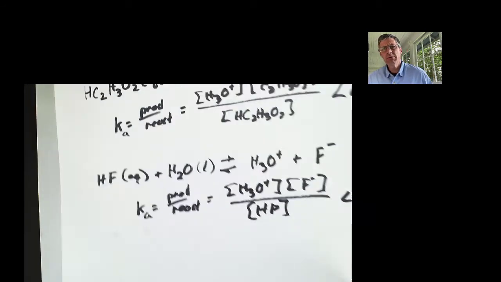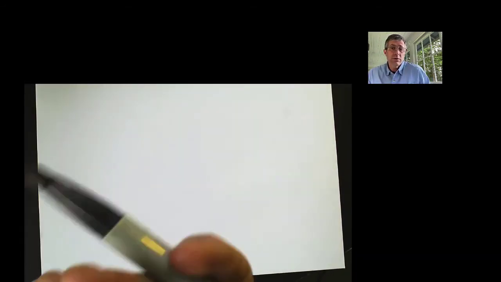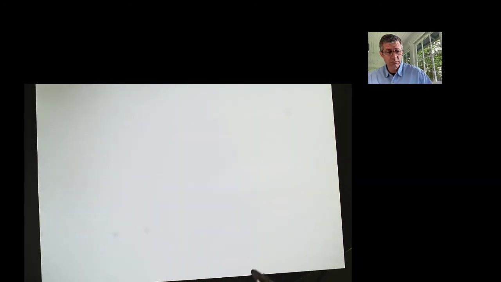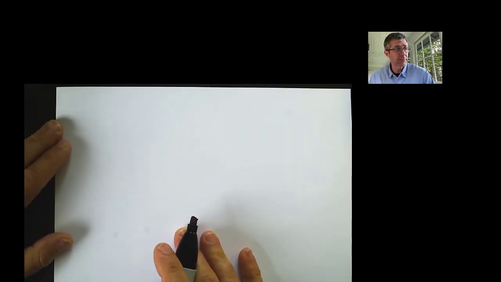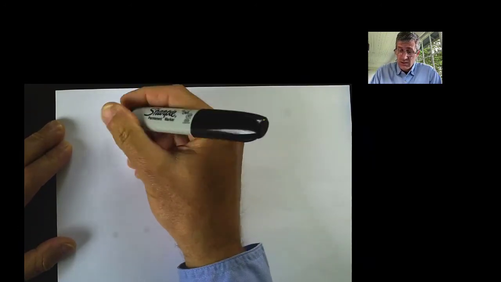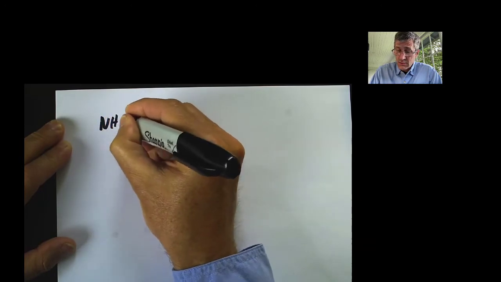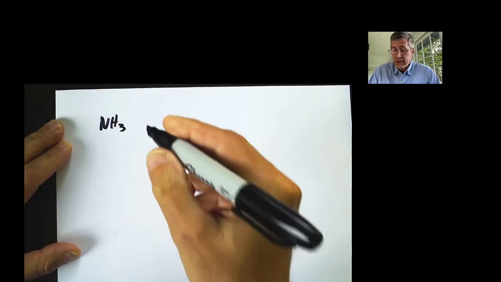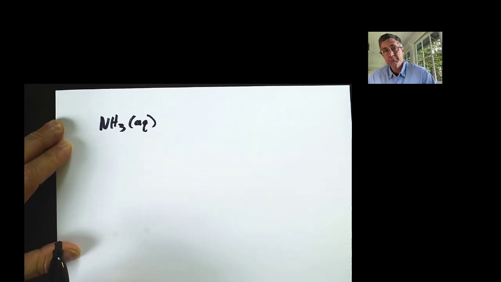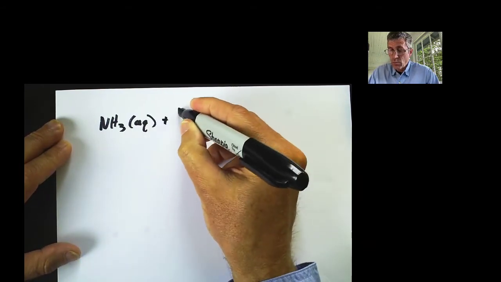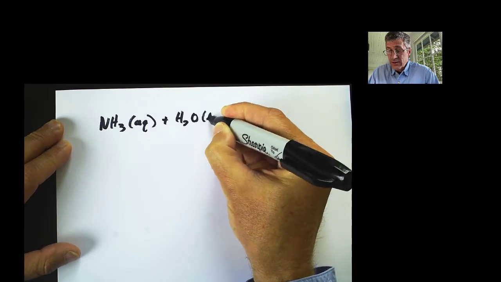So briefly, let me mention bases. We could do the same thing with bases. We're not going to go into it too much. Remember, my acid is a proton donor. My base is a proton acceptor. So let's take a base, right? So take ammonia, NH3. And this is going to be aqueous. Household cleaner, ammonia. I dissolve this in some water, and I get this reaction that happens.